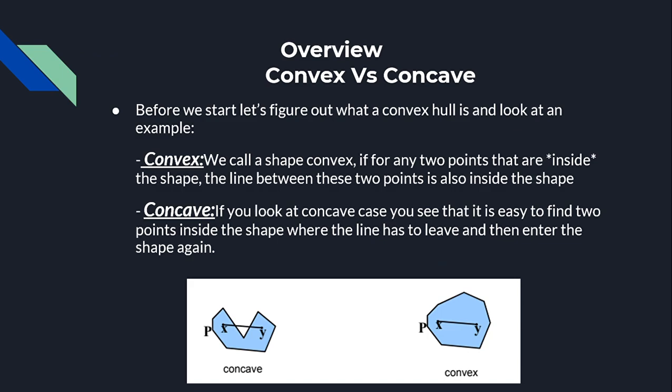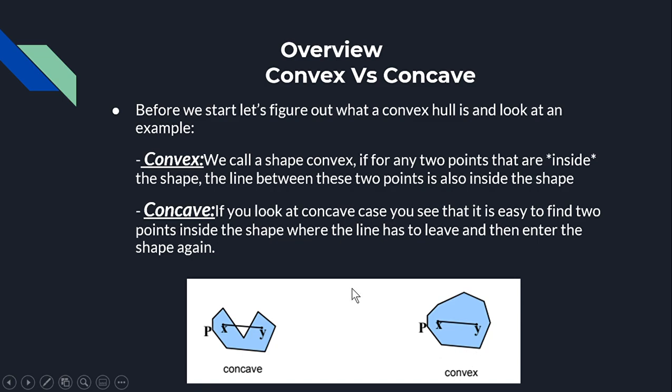Before moving on to the actual problem of convex hull, let's take an overview of what is convex and concave. First, let's see what is convex. We call a shape convex if for any 2 points that are inside the shape, the line between these 2 points is also inside the shape. Let us consider this example. As we see, the points x and y are inside the shape and the line between x and y is also inside the shape itself. So we call this shape convex.